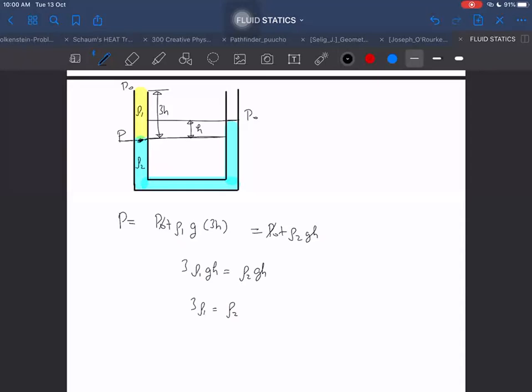Now do one thing. Find out the ratio again.